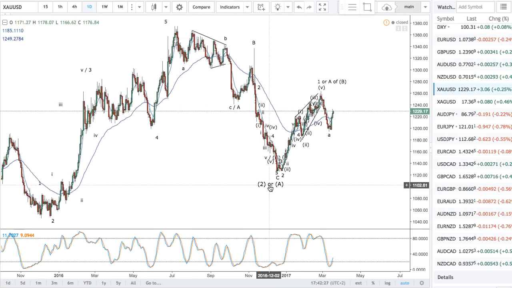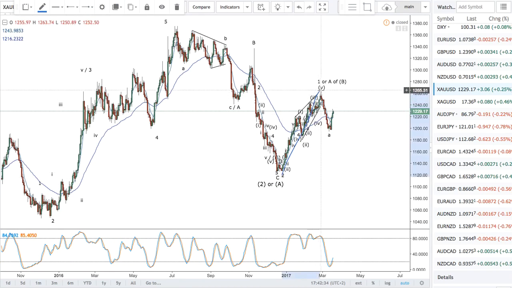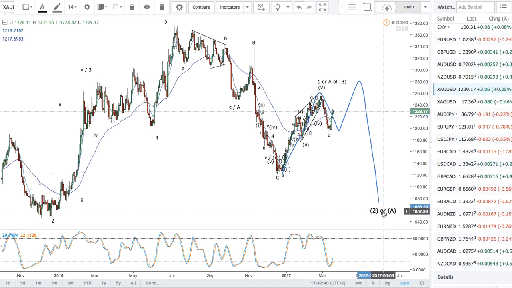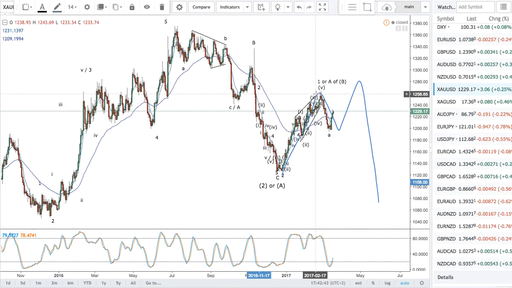We've had a three-wave correction from the 2016 high, which was five waves up. So I mark that, say that's A. This overall will be a three-wave move for B, and then another move down for C, making that wave two overall. And then this current move up would be A of B, B of B, C of B.